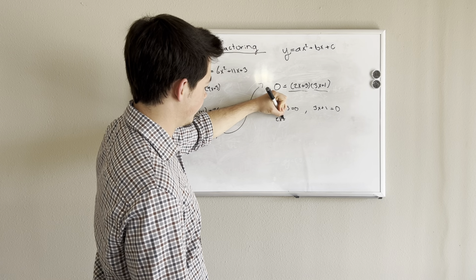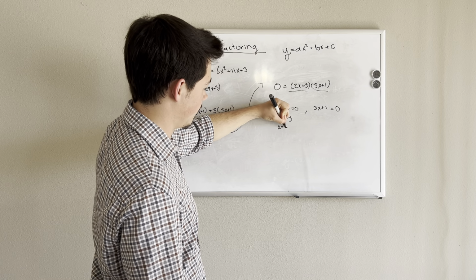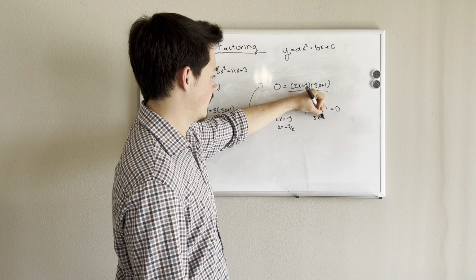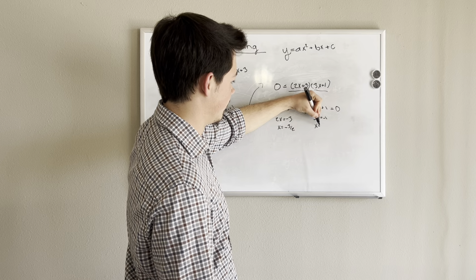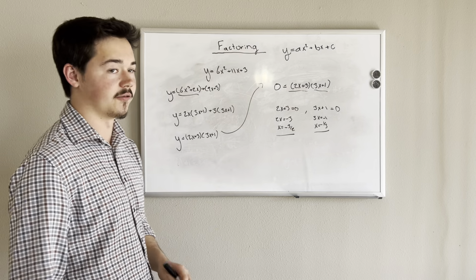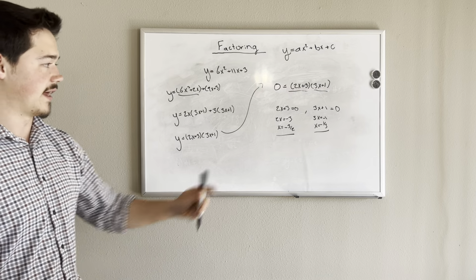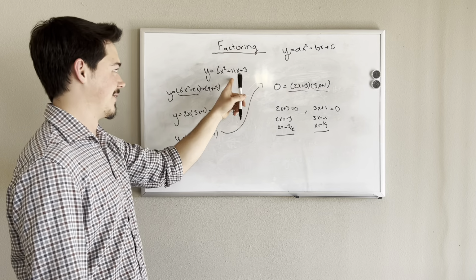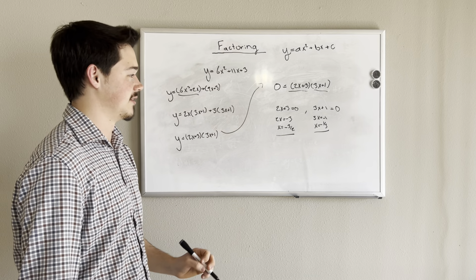So we have 2x is equal to negative 3, and x is equal to negative 3 halves from there. And then 3x is equal to negative 1, x is equal to negative 1/3. And these two values are our final roots. We know at these x values on this equation, not this equation, on this equation, y will be equal to 0.